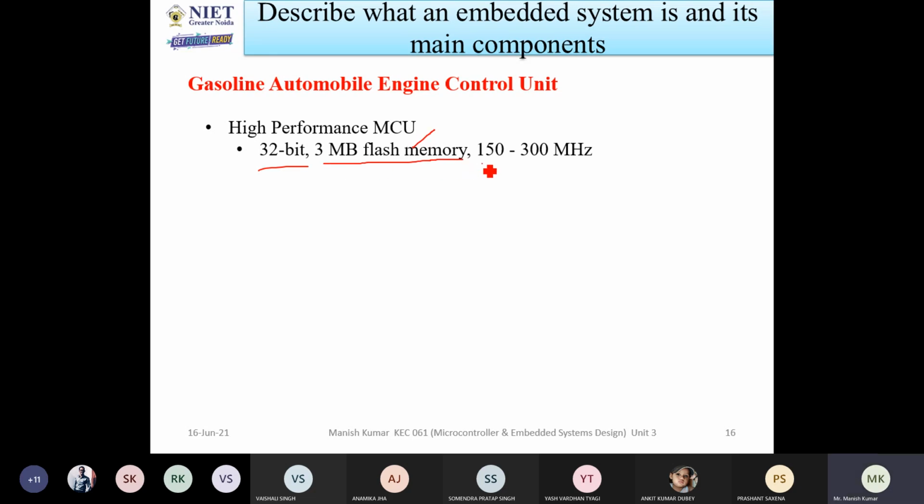and the operating frequency is 150 to 300 megahertz. So these concepts you don't have to remember, you just have to understand the purpose. What types of embedded systems are there? If you are thinking about an embedded system, what types of components are available in that? All the things.